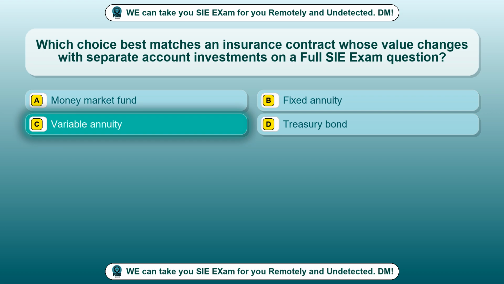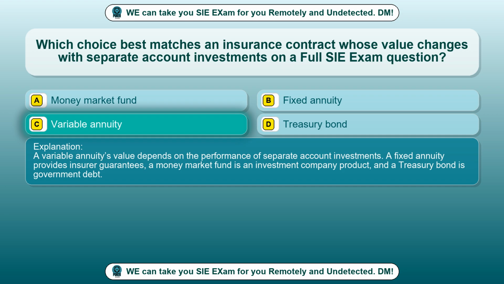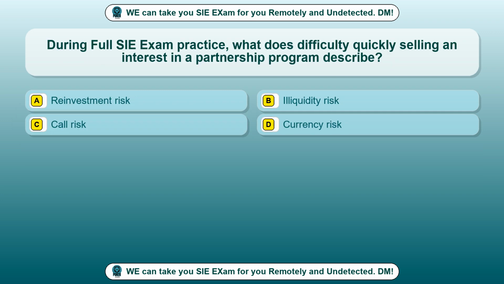Variable annuity. A variable annuity's value depends on the performance of separate account investments. A fixed annuity provides insurer guarantees, a money market fund is an investment company product, and a treasury bond is government debt. Question 35. During full SIE exam practice, what does difficulty quickly selling an interest in a partnership program describe? Option A. Reinvestment risk.